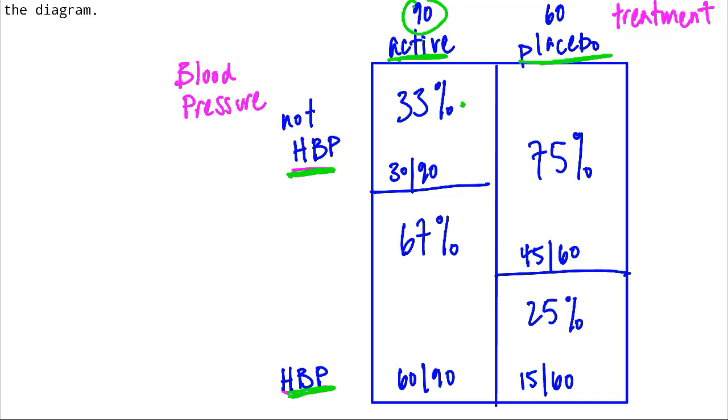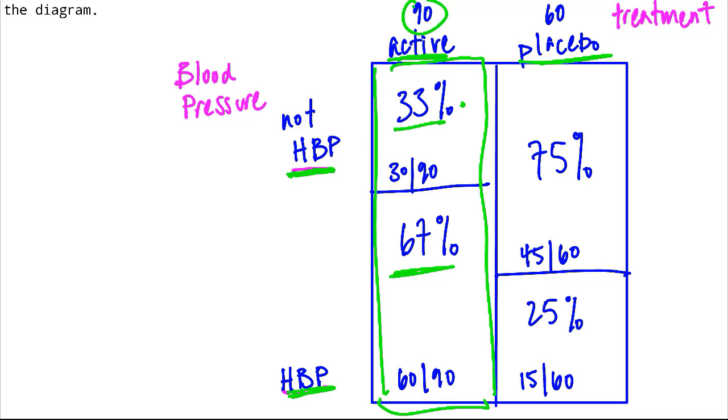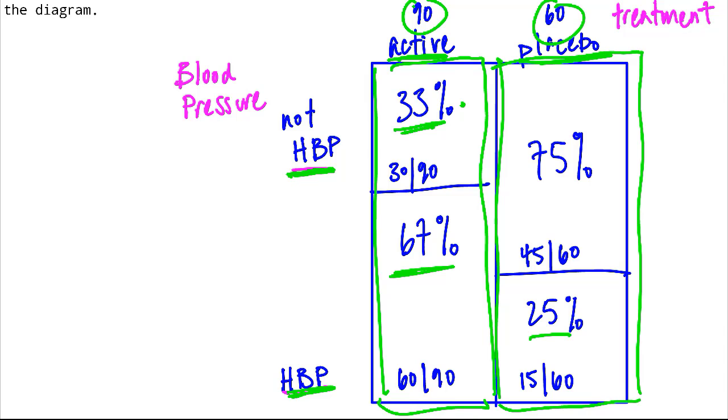So we divided this column here into 67% and 33%, 2/3 and 1/3. And then we did the same for this column over here. Of these 60 people, we divided it into 1/4 and 3/4, 25% and 75%. Okay, so that's what you got to do.